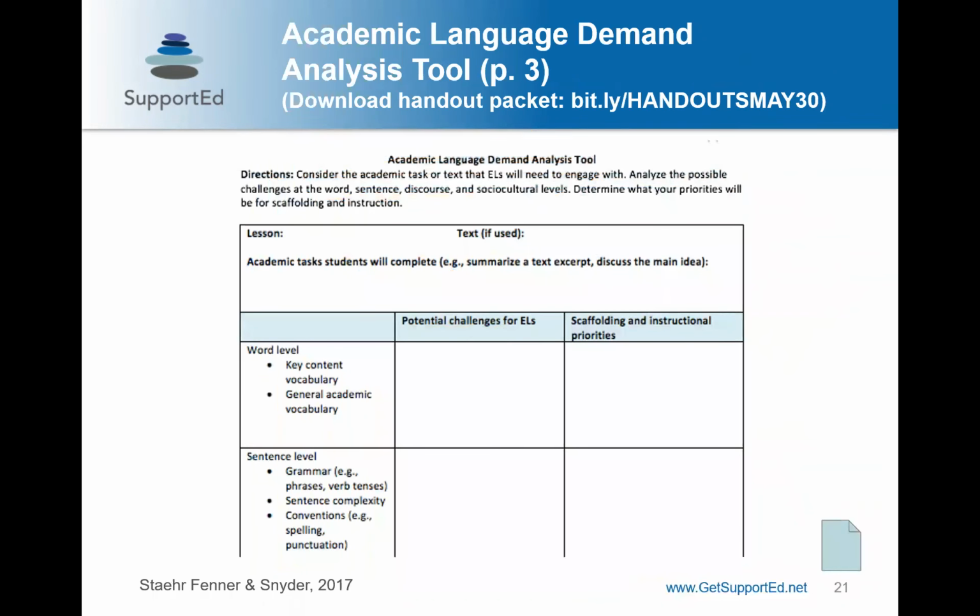All right, now here is a tool. This is in your handouts, and this is something you can use and also share to help you focus on those 4 areas of academic language, considering the demand that is placed on your English learners. What words, sentence patterns, discourse, and background knowledge might be potential challenges for your ELs? And what kind of scaffolds or instructional priorities might you want to build in to support your English learners?